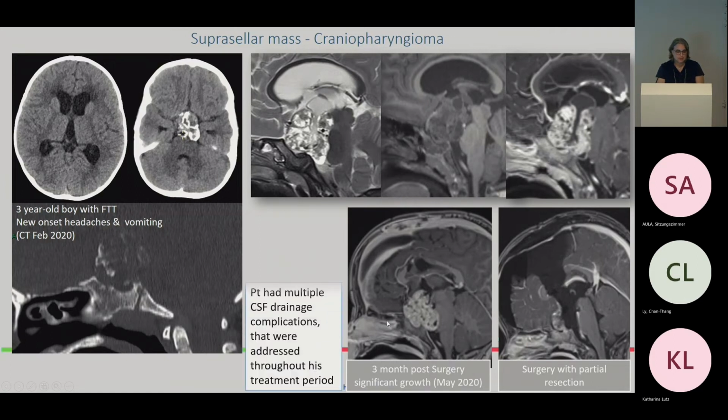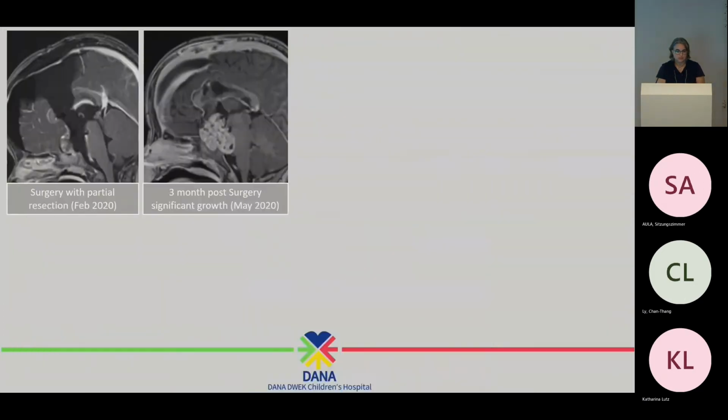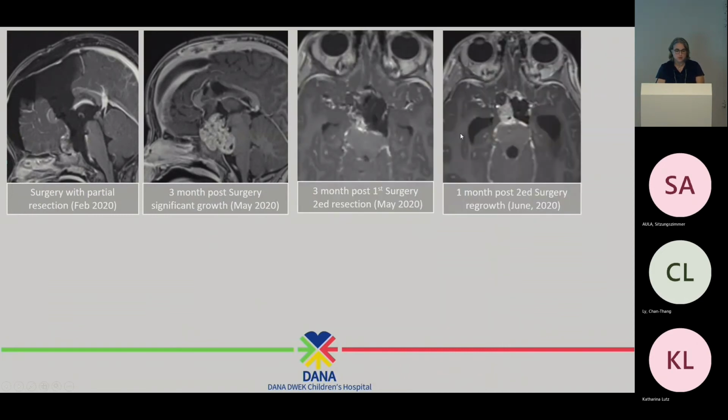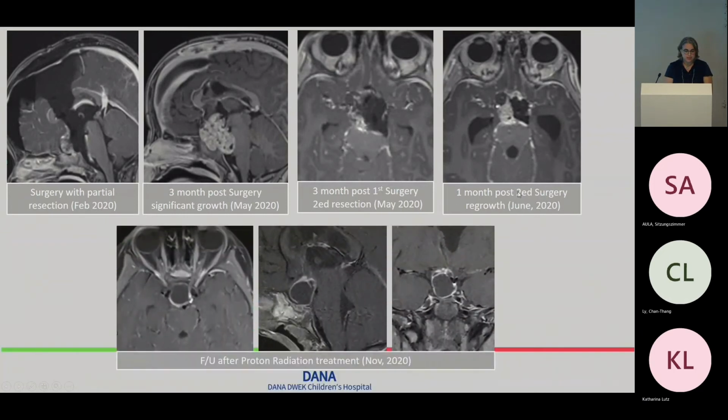I just want to point out that this child also had multiple CSF drainage complications, which I'm not going to address in this talk, but were treated all along the treatment period. So because of this regrowth, the child had another surgery, another resection. Within another 1 month, again, a growth was seen. The child was sent to proton radiation treatment and came back with this kind of residual cyst, almost no solid enhancing portion, just enhancement in the wall.